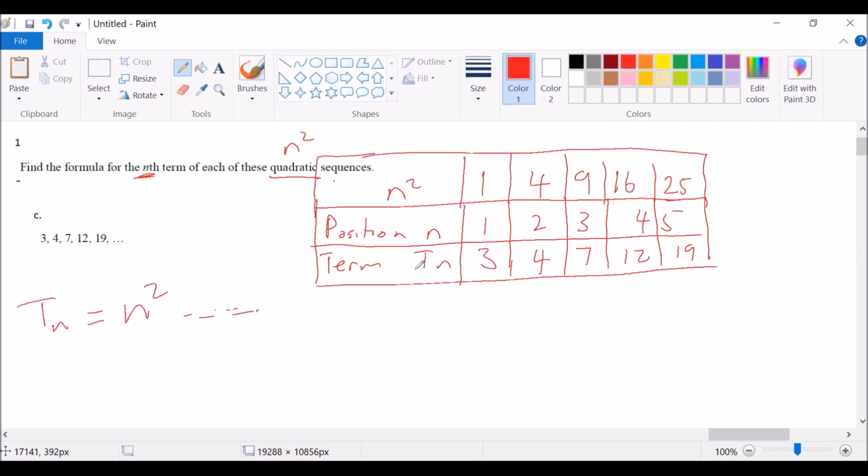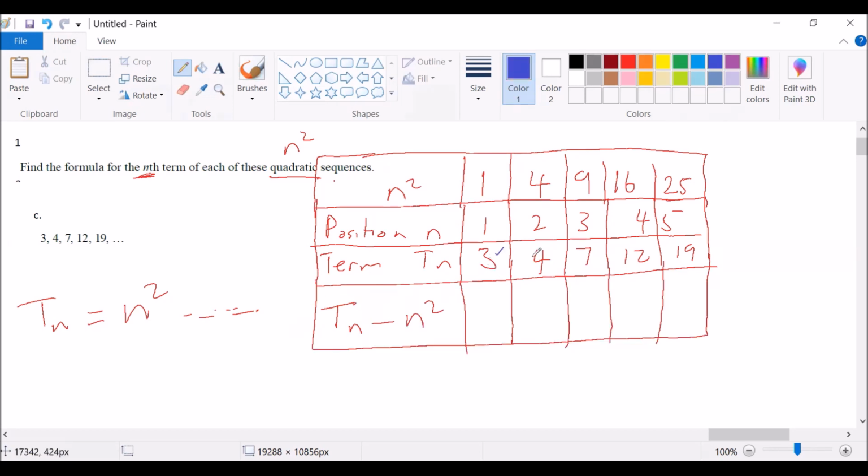Now we want to find Tn minus n squared. Our Tn is these values, and we are going to subtract these values for n squared. So 3 minus 1, we get 2. 4 minus 4, we get 0. 7 minus 9, we get minus 2. 12 minus 16, we get minus 4. 19 minus 25, we get minus 6.